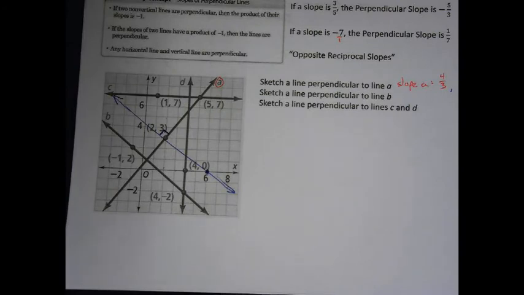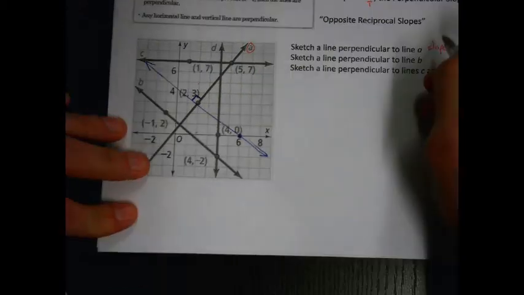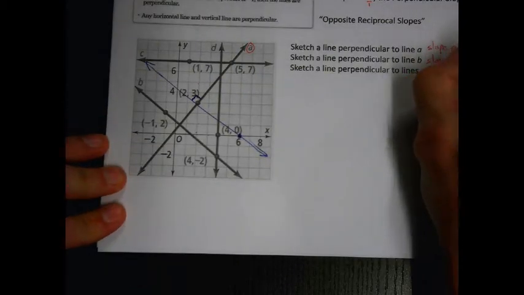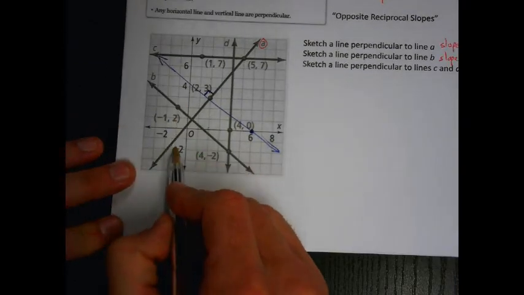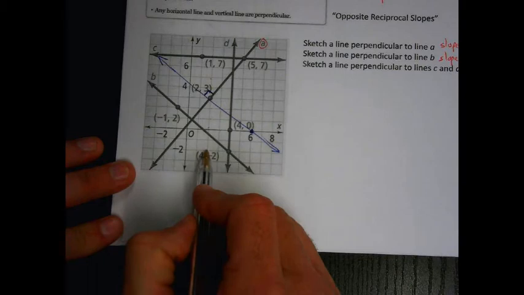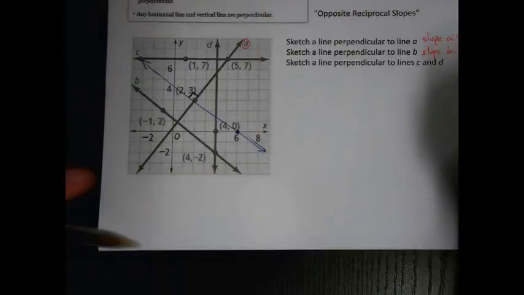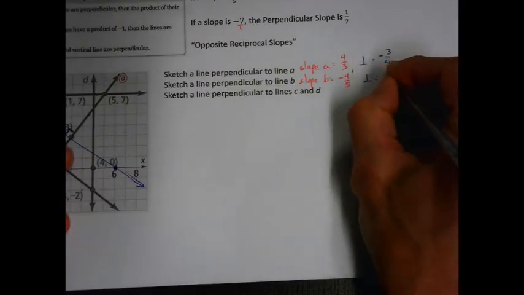What about perpendicular to line B? So we look at line B, and we find the slope. What is the slope of line B? Well, from point to point, down 1, 2, 3, 4, right 1, 2, 3, 4, 5. Slope of B is -4 over 5. So perpendicular to a slope of -4 over 5 is going to be positive 5 over 4.